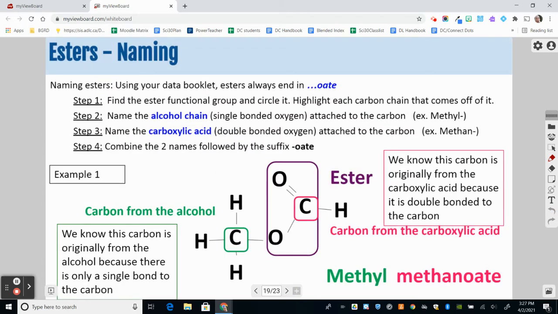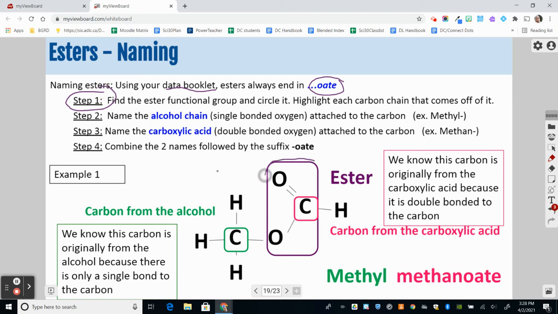All right, so how do we name these? These are probably the trickiest ones to name, but if you slow down and think about it, it's very obvious. You just have to take your time. So naming esters using your data booklet again, they always end in oate. So step 1, find the ester functional group and circle it.